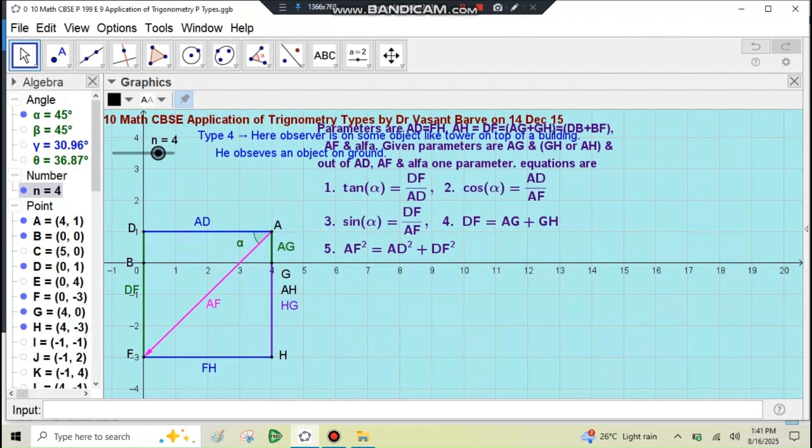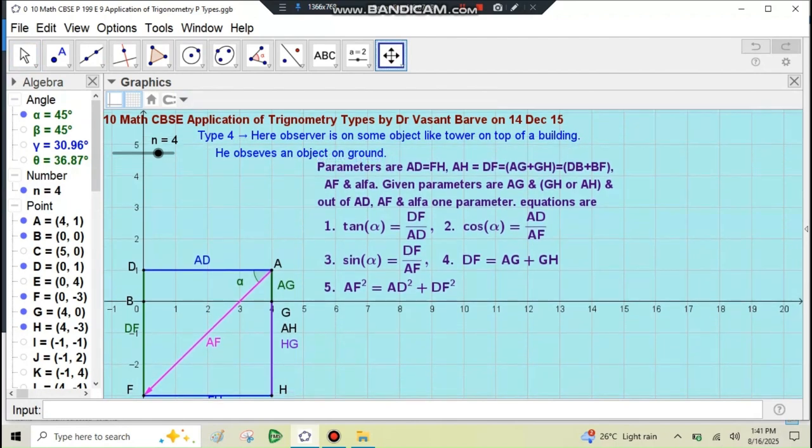Now here, this has moved ahead. I will bring down this text. Okay. Now here we'll see that the parameters AD is equal to FH. Now the same set of problem. If the observer is here, it is the angle of depression. If the observer is here, the angle of elevation. Okay. So knowing either AH or DF, depending on where the observer is, it's possible for you to work out this problem.